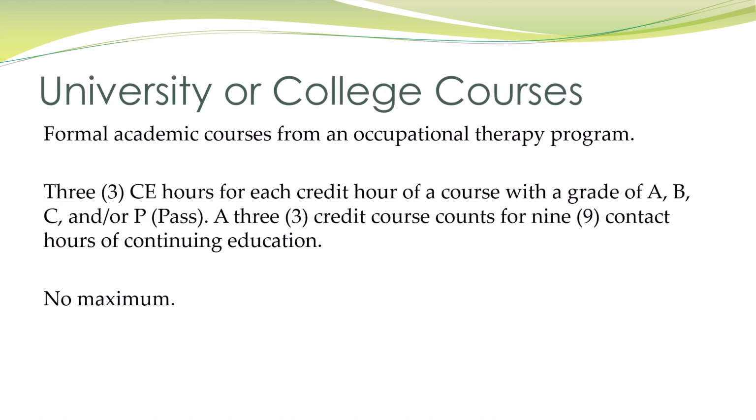Formal academic courses from an accredited occupational therapy program: 3 CE hours for each credit hour of a course with a grade of A, B, C, and or pass or fail if it's a pass-fail course. A 3-credit course counts for 9 contact hours of continuing education with no maximum per renewal period.